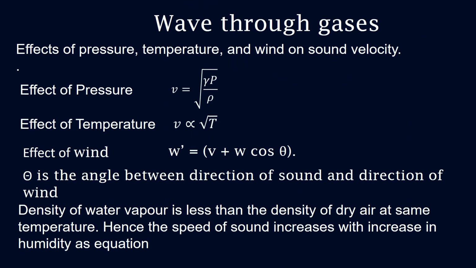Wave through gases. Under constant temperature, density changes with pressure such that P upon rho remains constant. The equation for the velocity is given by V is equal to under root of gamma into P divided by rho. Now, the density of water vapor is less than the density of air at the same temperature. Hence, the speed of sound increases with increase in humidity as per the equation.